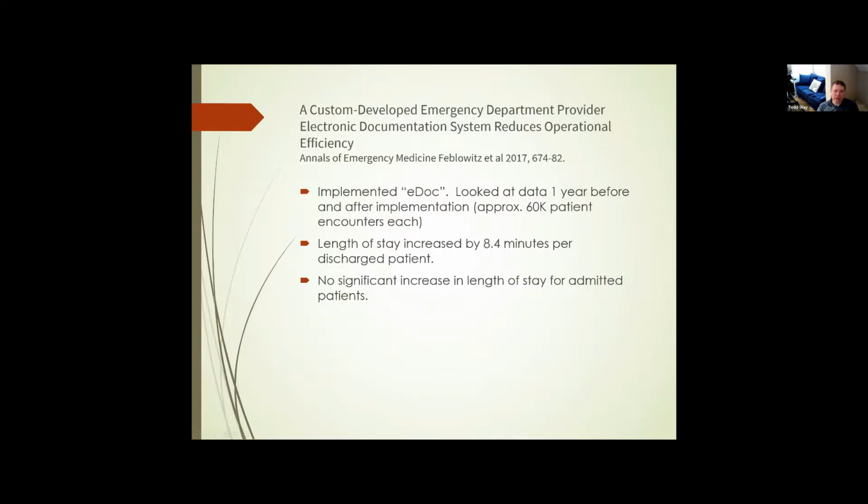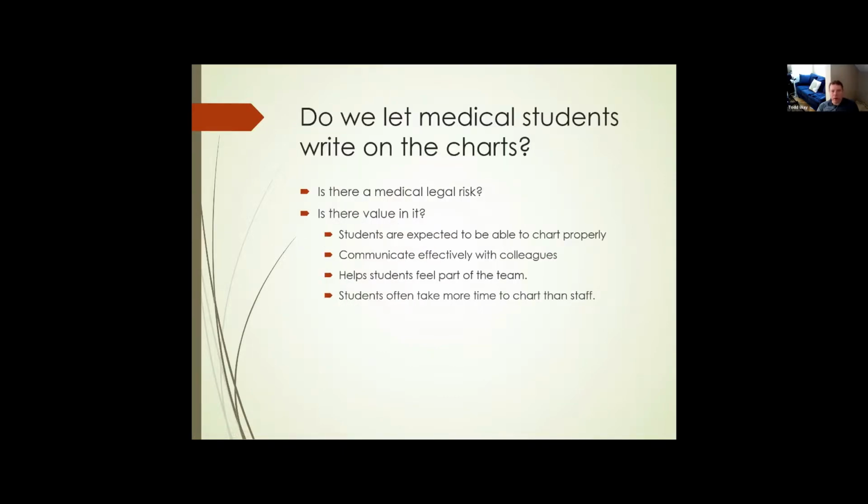And I suspect not. Again, another study of looking at implementations of EMRs, and this particular study in 2017 suggested that the length of stay increased by 8.4 minutes per discharged patient. It didn't affect the length of stay of admitted patients. I think, you know, as these EMRs get better, we'll find that the information that we put in is worth the time it takes.